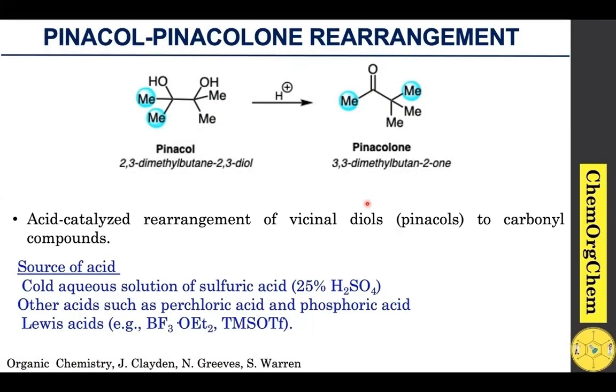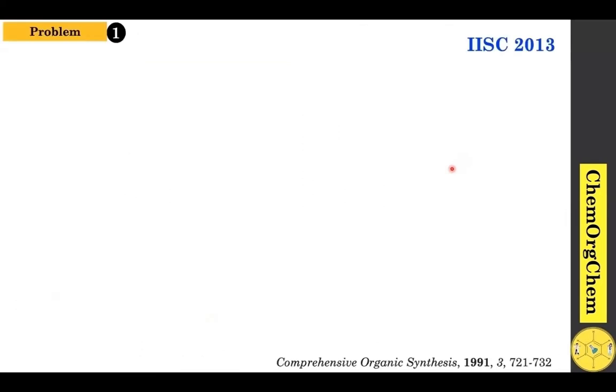According to pinacol-pinacolone rearrangement, vicinal diols can be converted into the corresponding ketone or aldehyde in the presence of acid. So this reaction's basics as well as mechanism we already discussed in our channel. If you missed this, you just log on to our channel, you will find the pinacol rearrangement part 1. So now we move on to some important problems.